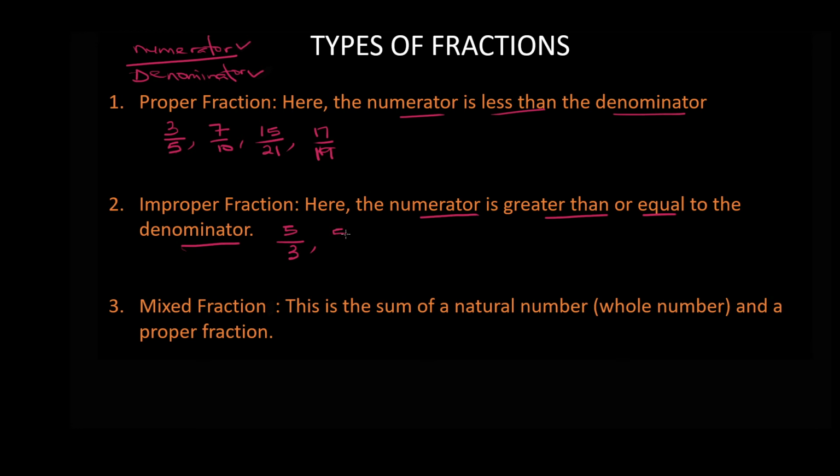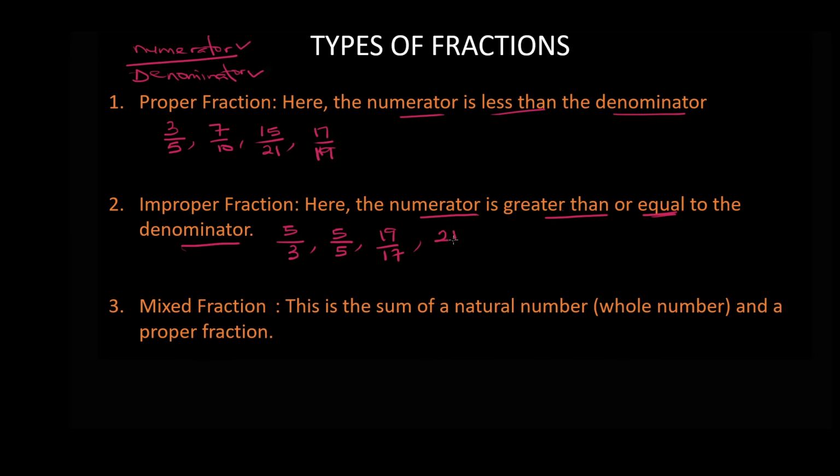What about if you have 5/5? Remember, we also said numerator could be equal to denominator. That is an improper fraction. So numerator is greater than or equal to denominator. 5/5 is also an example of improper fraction. 19/17. 19 is greater than 17. Numerator is greater than denominator.